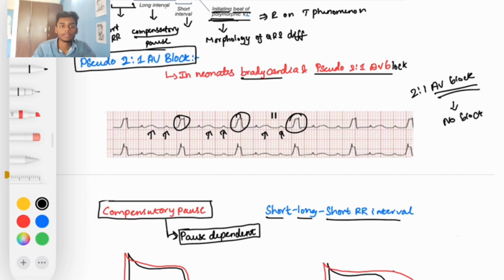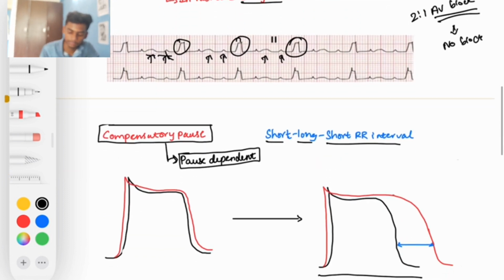Why? See, the ventricles are extremely refractory, so the stimulus is not able to excite the ventricle and cause contraction. So there are 2 P waves, but there is only one QRS complex. So there is no AV block. So it is called pseudo 2:1 AV block.